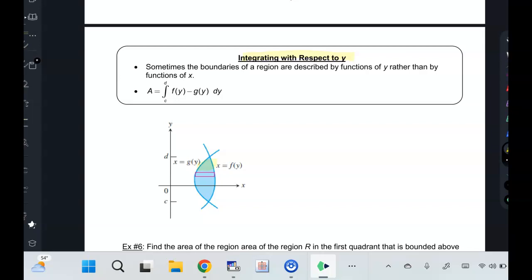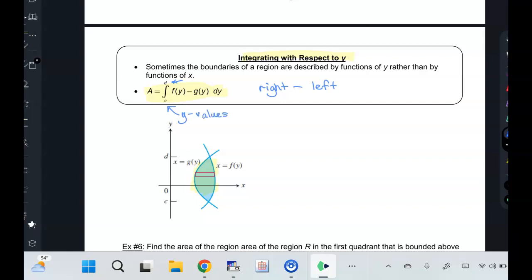Let's say we have 2 functions and they're in terms of y. So we're not going to do the upper curve minus the lower curve. We are going to do the right minus the left. Just think it's the one that's further to the right here. And C and D are y coordinates, so just keep in mind where they intersect. C and D, these are y values.